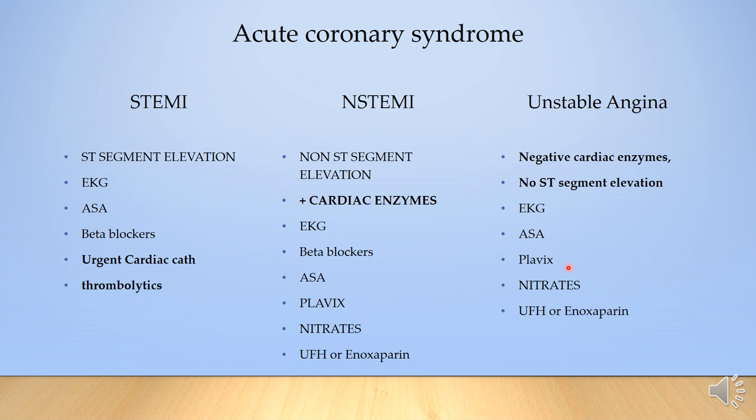Non-STEMI patients can also get Plavix if they're candidates for it. They can get nitrates, unfractionated heparin or Lovenox in non-STEMI and unstable angina, because we don't want them to clot out. So this is what differentiates unfractionated heparin and Lovenox in unstable angina and non-STEMI. Versus a STEMI, they don't need that because they're going back for cath and they're going to get clot busters. Here, we want to stop them from occluding off, and in a STEMI, it's already occluded off. So those are the differences.